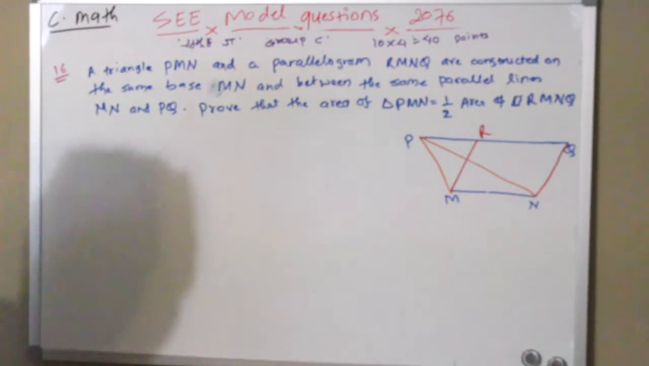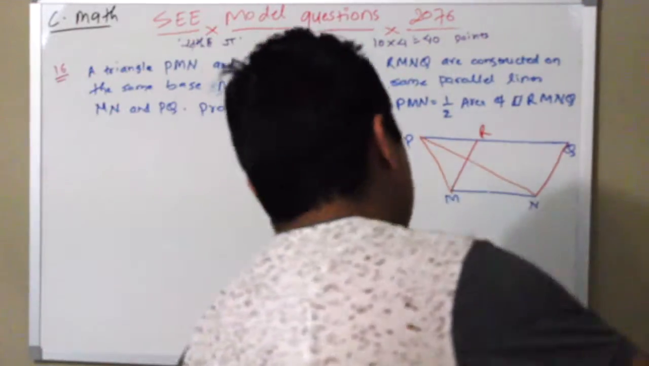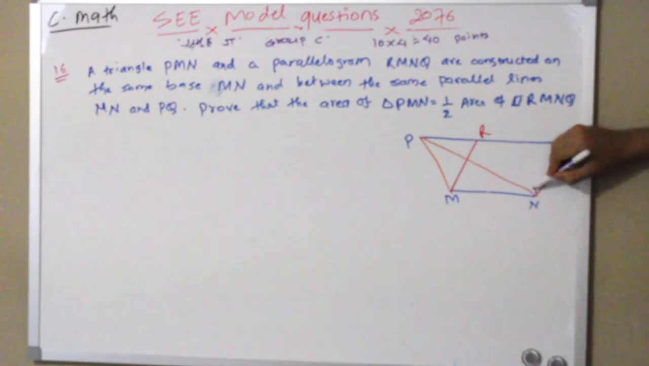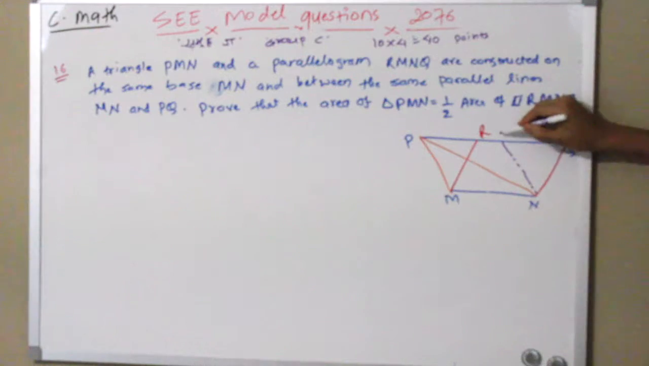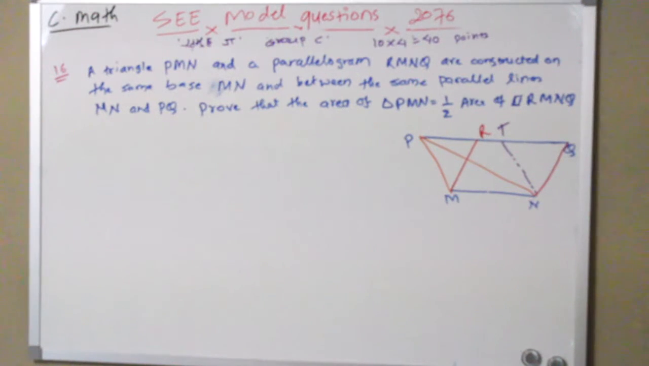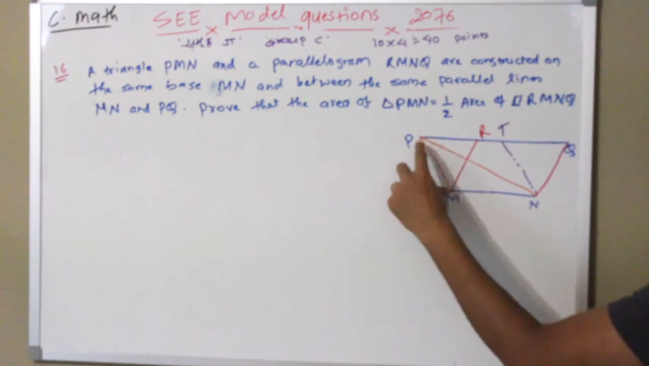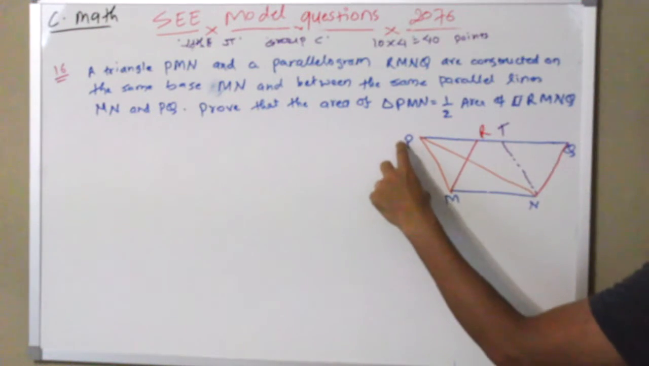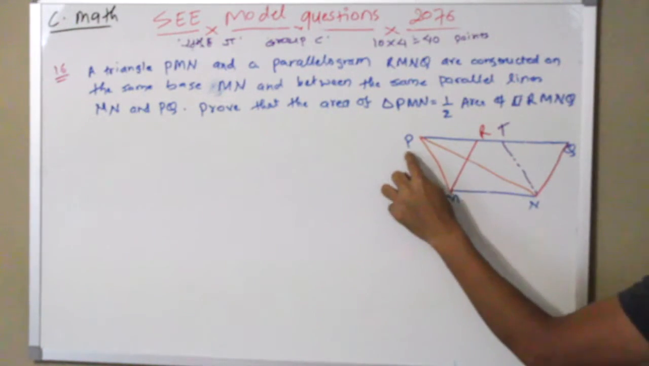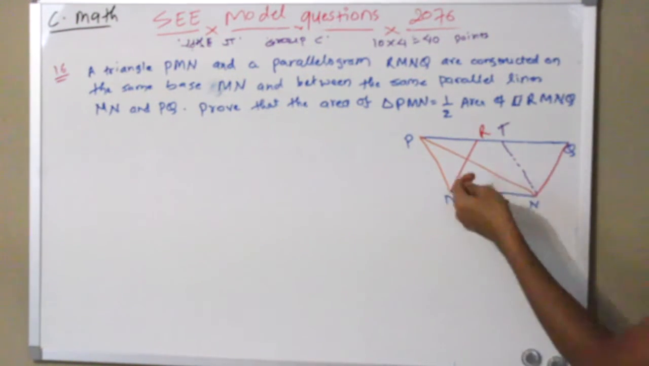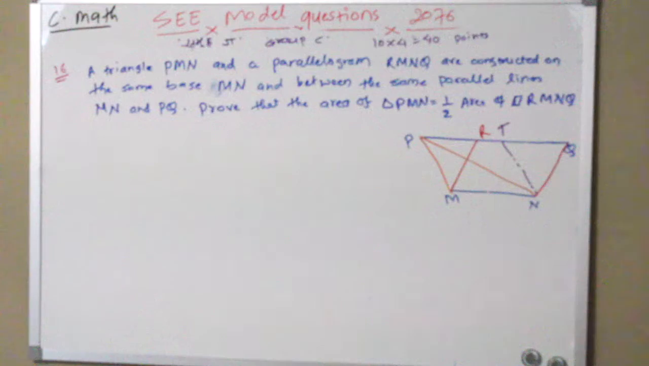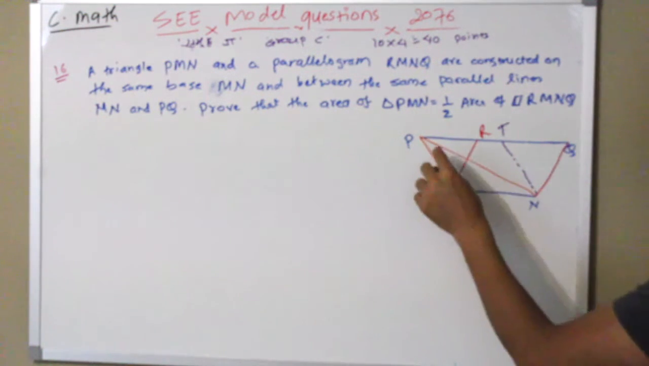Firstly, let me make one construction here. Let's draw a line parallel to MP. Let me call this T. Draw NT parallel to MP. Look at here. Draw a line NT parallel to PM or MP. Now what do you see? PMNT is a parallelogram, right? Because this is also a parallel line, and these are also parallel lines by our construction.